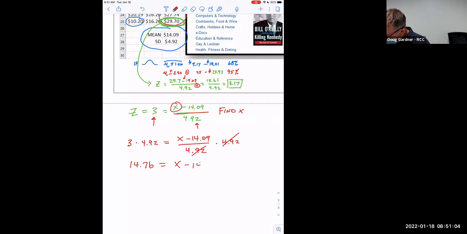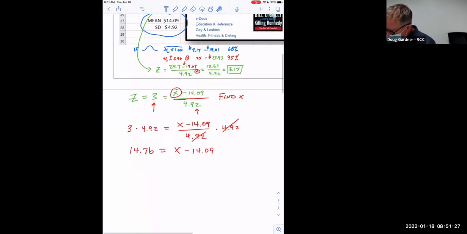And now this side only has this left on it. You see I'm making progress? I'm getting x by itself. I'm wanting to figure out what x is equal to. Remember, I already know the answer is a little less than $29.70. And so now, doing this backwards, I'm attacking that operation. Say it out loud. That's x minus 14.09. So what's the opposite of subtracting 14.09? Add it. So I'm going to add 14.09 to this side. I'm going to add 14.09 to that side.